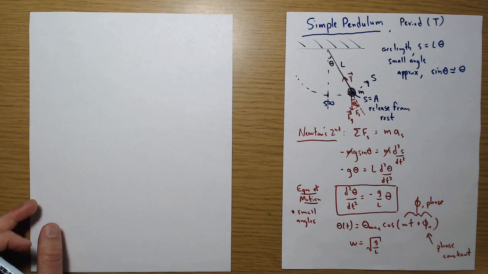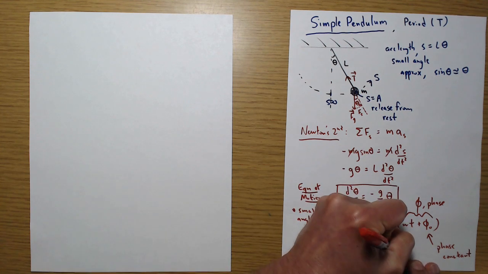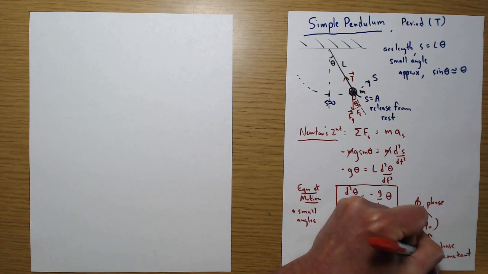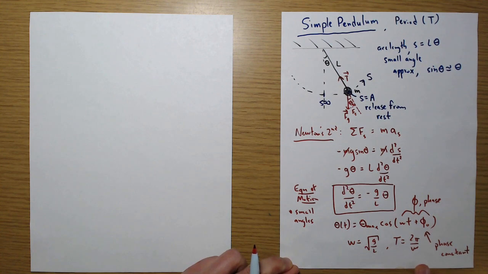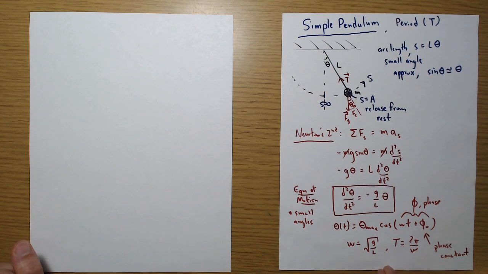Now, something that's very interesting about theta as a function of time is to notice that omega, which is related to the period, gives us the period T equal to 2 pi over omega. It doesn't depend on the amplitude. It only depends on g and L. So the only way to change the period is to change the force of gravity or to change the length of the pendulum. And this is something that's characteristic of a simple harmonic oscillator.